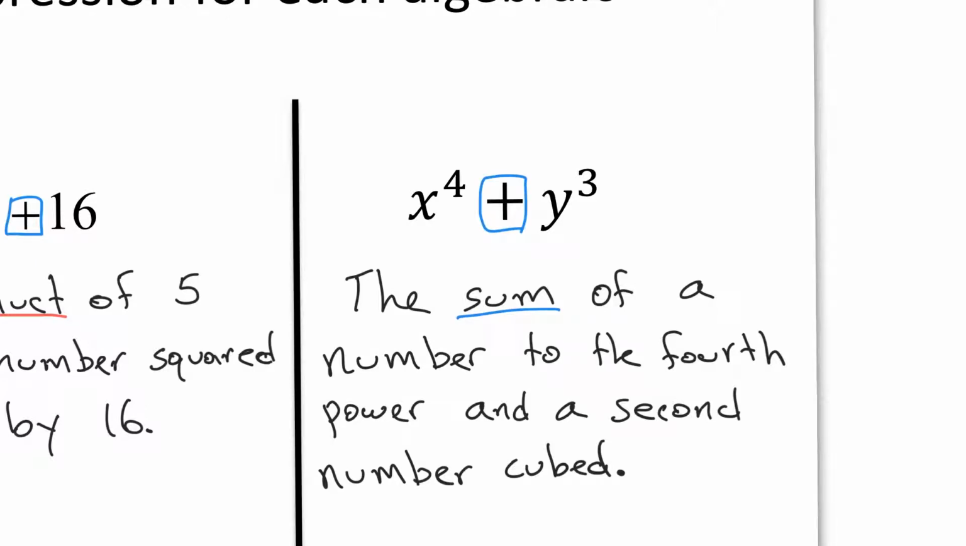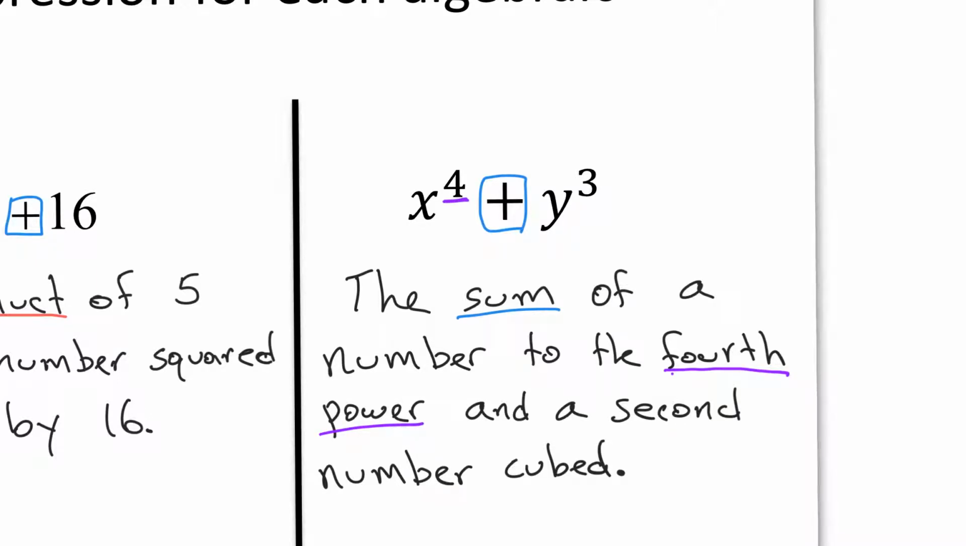So we have the sum of a number. So I'm using a number to represent x. So we have a number to the fourth power. So notice fourth means exponent of 4. And I'm just going to underline that again so you guys can understand what fourth power means. So fourth power is your exponent of 4.